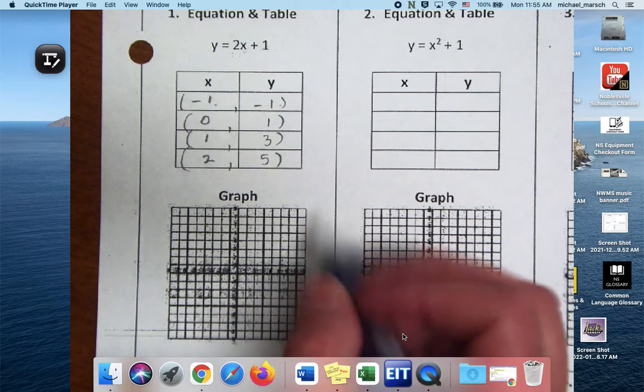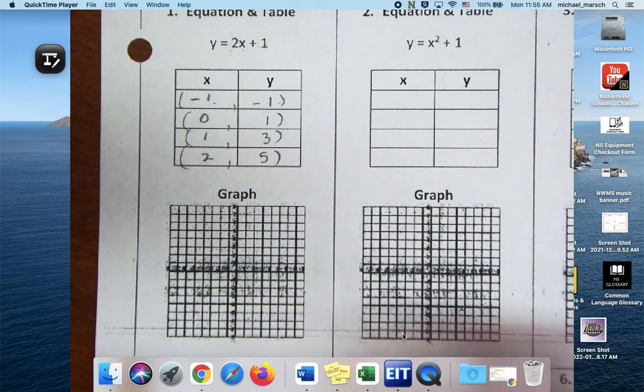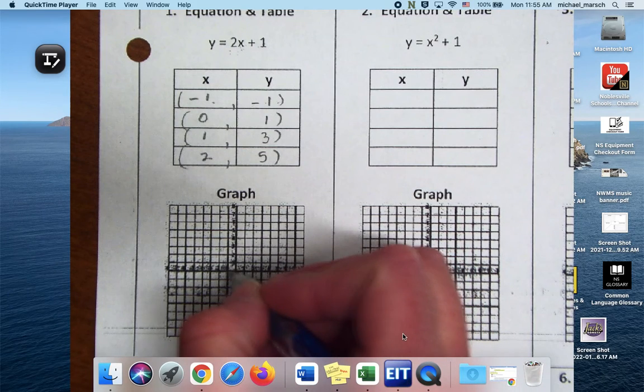And now we're going to graph. I know the graphs are not ideal because of the copy machine. Just do the best you can.